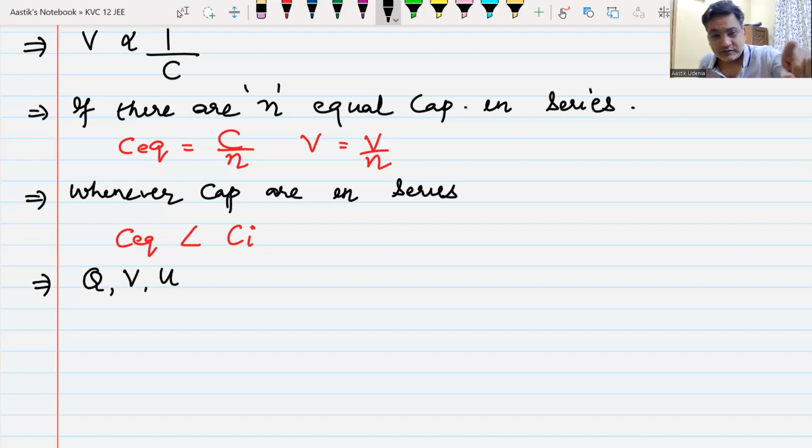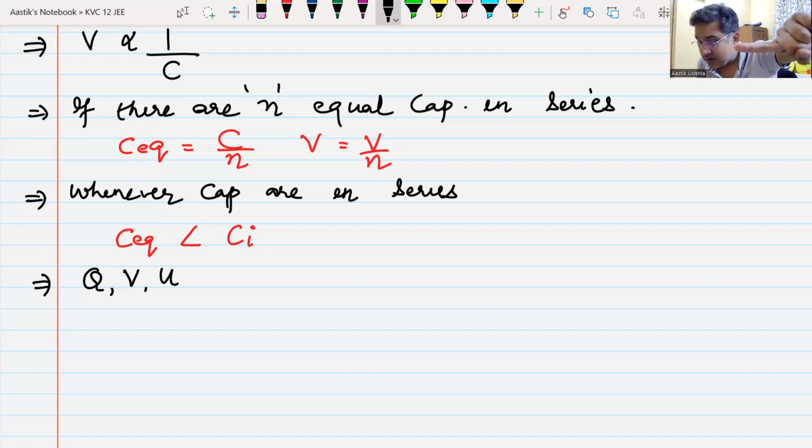We have seen charge, how the charge is coming on the capacitor. We have also seen the value of voltage. It is inversely proportional to capacitance. What can you say about energy? If there are capacitors connected in series, what will be the energy proportional to? And it does not require rocket science, because there are only two formulas that we have studied in this chapter, and both formulas were from the last chapter only. They are nothing new.